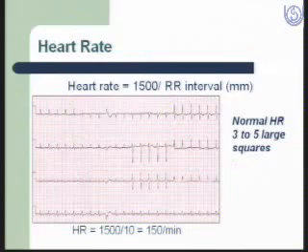Now how do we calculate the heart rate on an ECG? As I told you, 1 millimeter or 1 small square on the ECG represents 40 milliseconds. So going by this, if we measure the RR interval in millimeters and divide 1500 by the RR interval, we get the heart rate per minute. So normal heart rate varies from 60 to 100 per minute. So in a patient who has a normal heart rate, the RR interval will measure from 3 to 5 large squares.